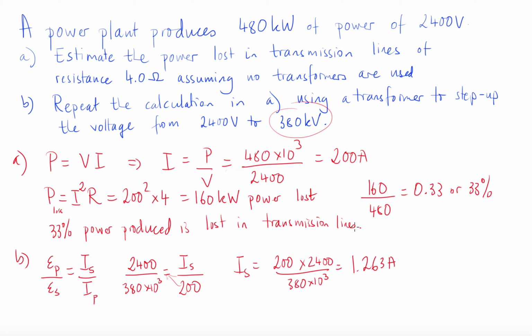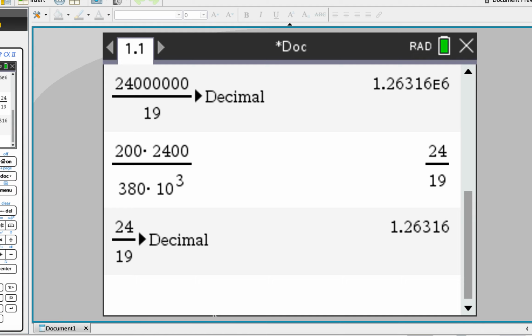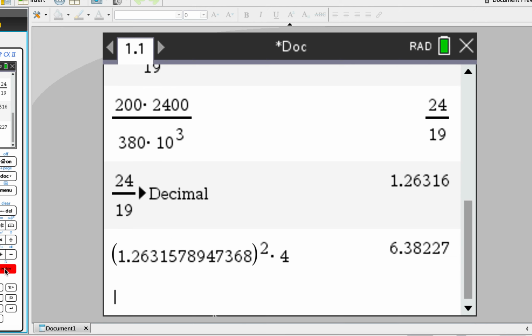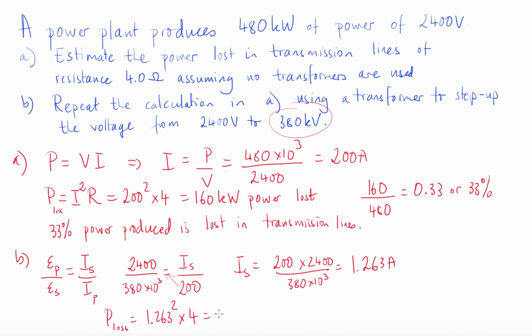Now we're going to use the same formula for power. Power lost this time is going to be 0.1263 squared times by 4. We're only going to lose 6.38 watts.